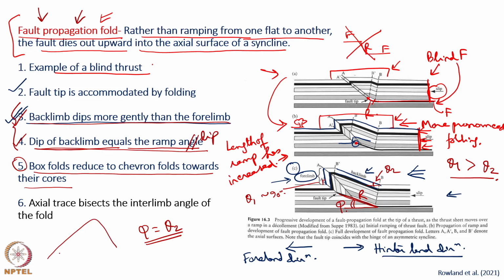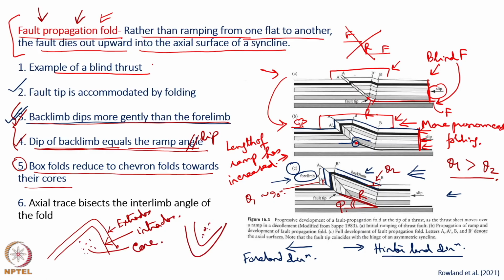If this is a fold being drawn, the outer layer is known as extrados and the inner layer is known as the intrados. This portion of the fold is called the core of the fold. So, if I draw a syncline, this portion is the core of the fold. If I draw almost a recumbent fold, then this is the core of the fold. This is the meaning of the term core.